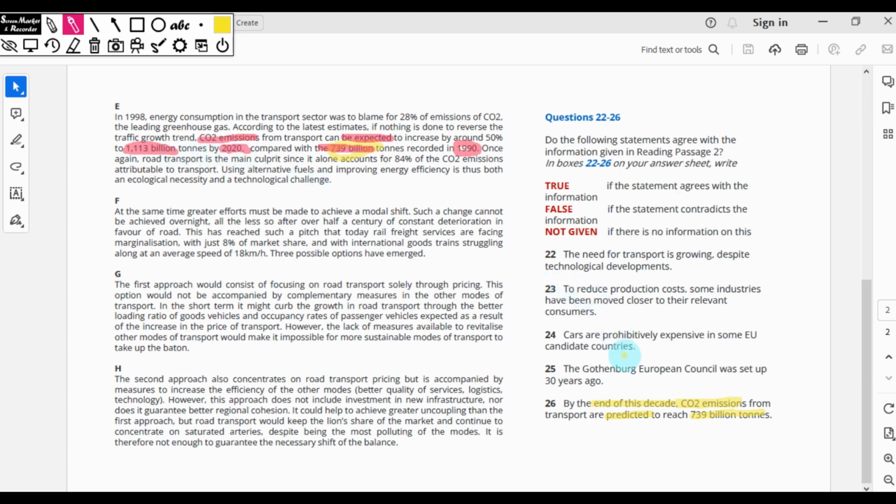So is it true or false? It is definitely false information. If in the question it said 1113 billion tons instead of 739 billion, then it would definitely be true. So in this case, it is a false question. And that's all about it. This is just a sample question.